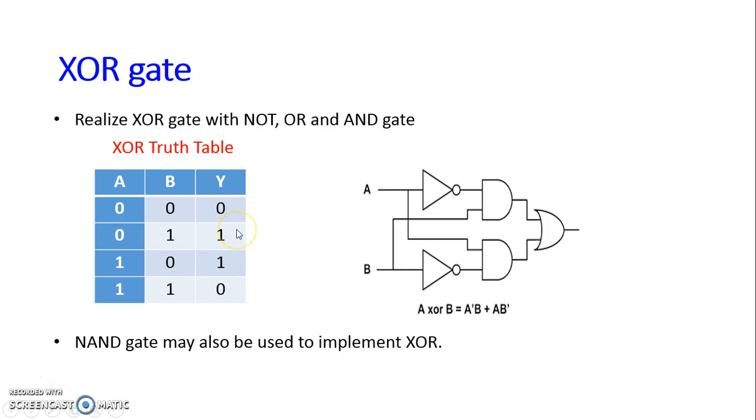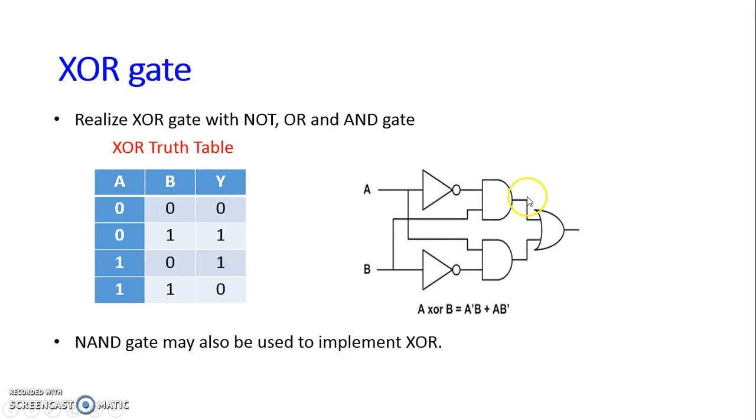We would like to implement this truth table using basic logic gates. As we see in Y, we have 1 at two positions, when the A and B combination is A bar B and A B bar. That means I need one AND gate to realize this and one AND gate to realize this, and either this will be true or this will be true, so we need one OR gate. The circuit implementation is shown here.